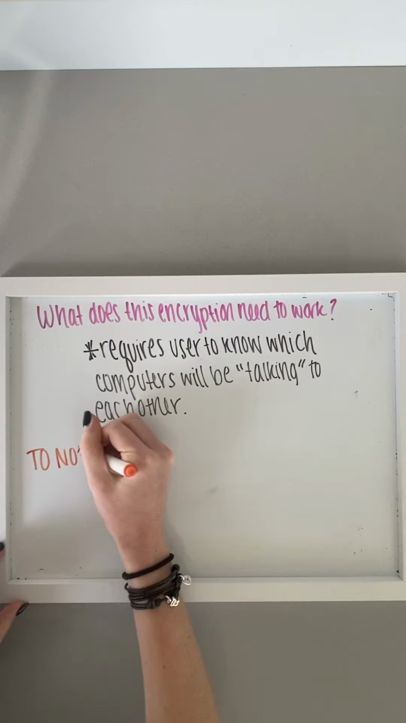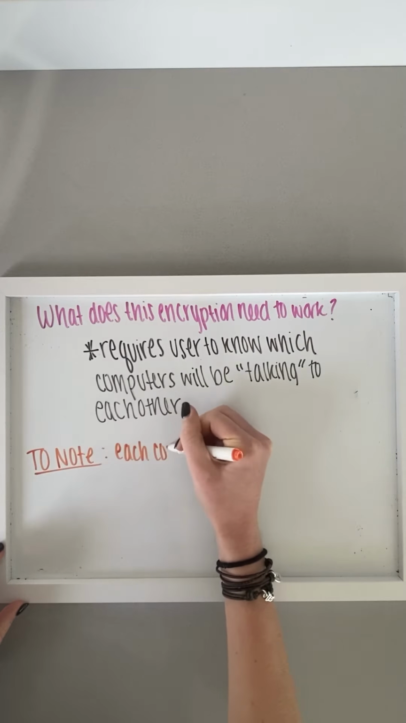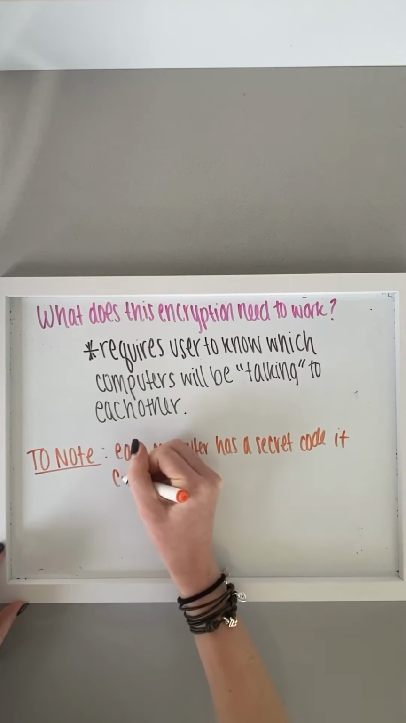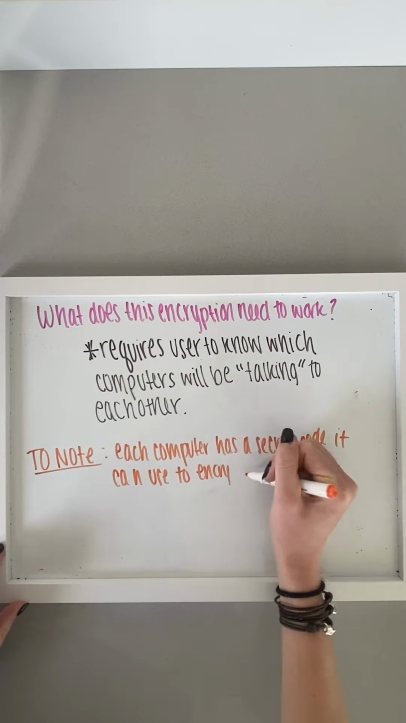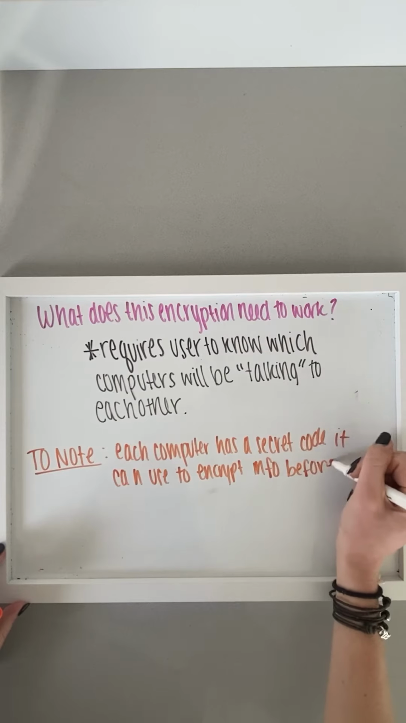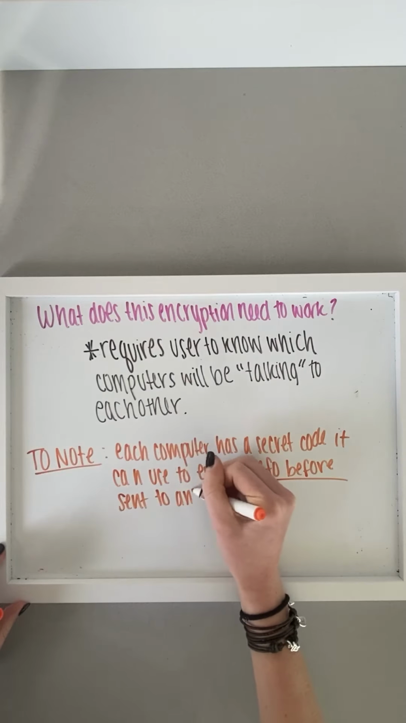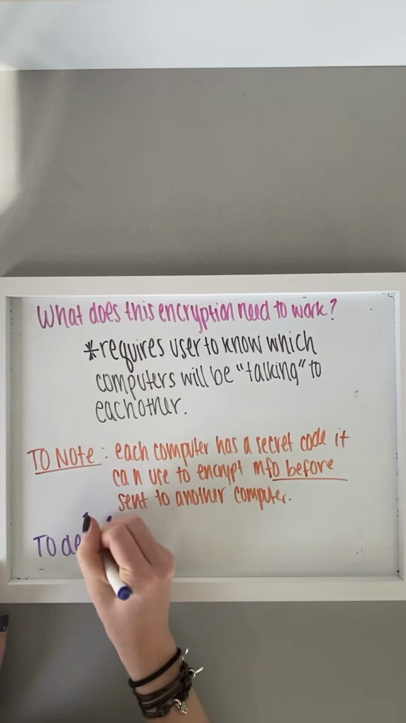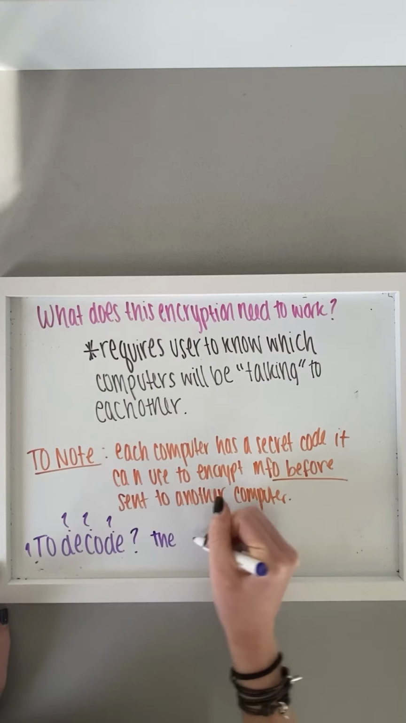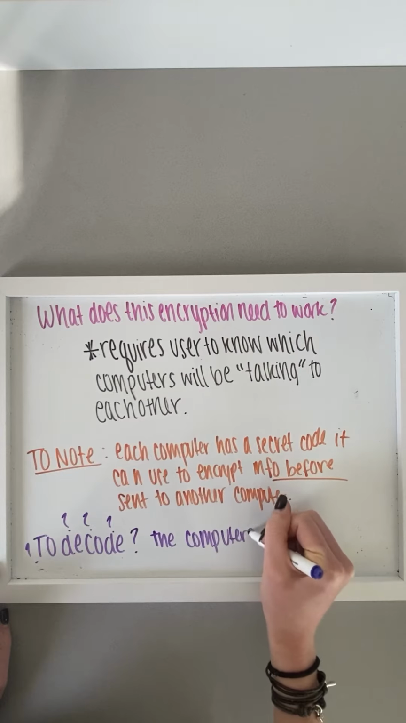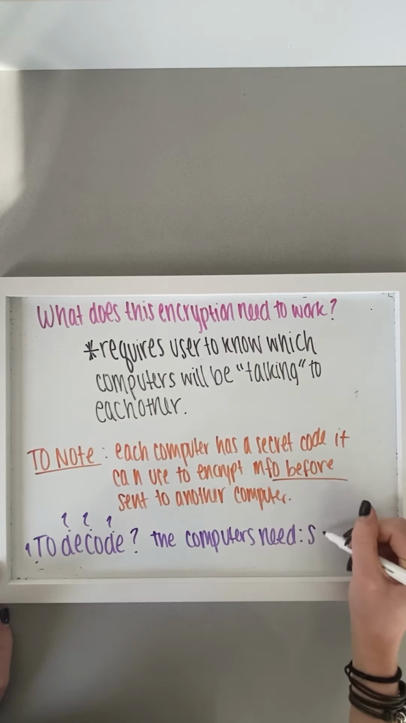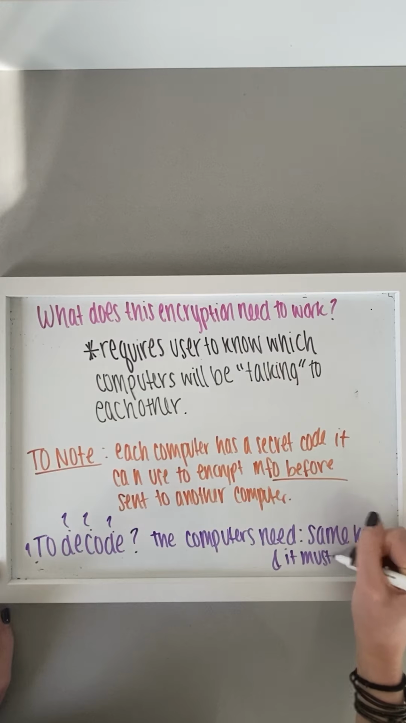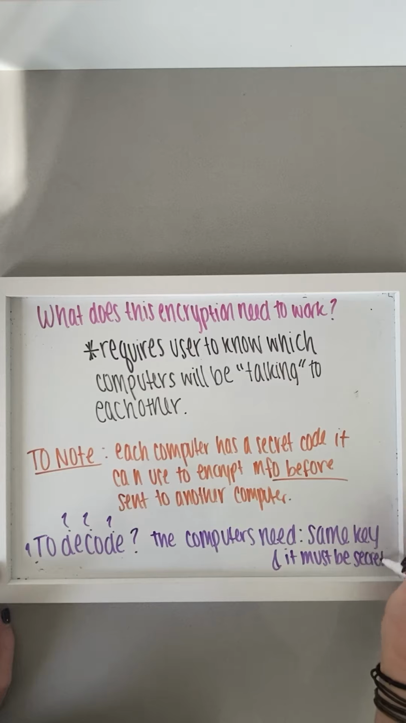So what does this type of encryption need to work? It requires the user to know which computers will be talking to each other in order to install the key. It is important to know that each computer has its own secret code that it can use to encrypt information even before it is sent over to another computer. Basically, in order to decode the information, both computers must have the same key and it must remain secret. Say, if someone were to decrypt the message, there would be a traffic between communicating parties, and that would cause a lot of flaws in the system.